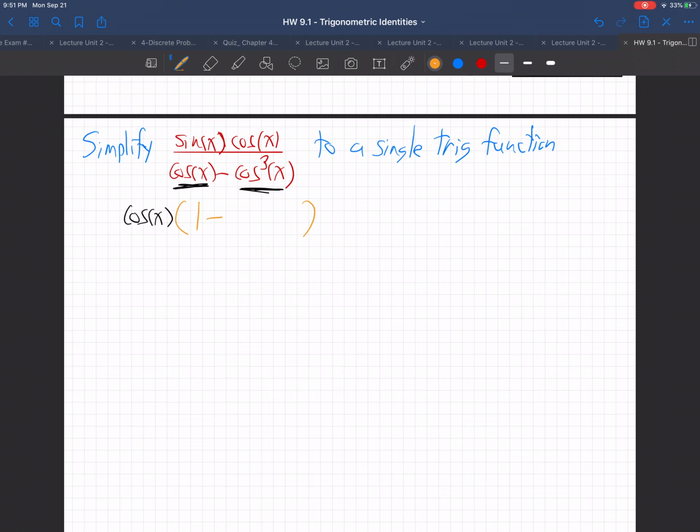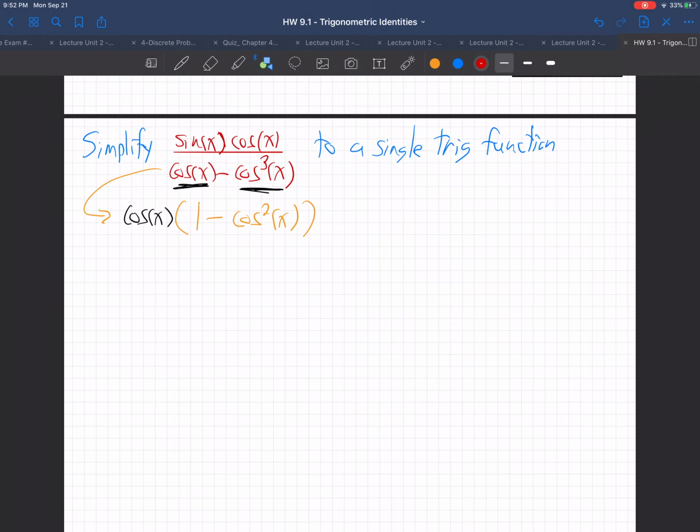That's going to leave on the inside a 1 minus cosine squared of x. Do you see that? Why does that happen? Well, if you remultiplied it, if I took that cosine and multiplied, it'd go right back to this and this, wouldn't it? If I redistributed it, cosine times 1 would be cosine, and cosine times cosine squared would be cosine cubed. So that's called factoring. When you take out what's in common, it's reverse distribution. Okay, so where does that leave us?